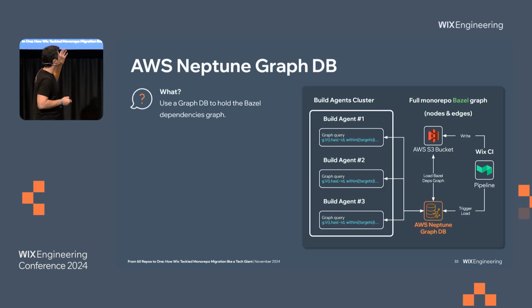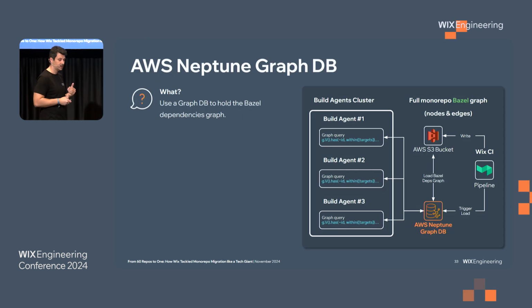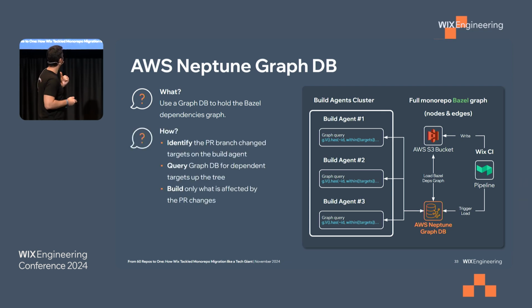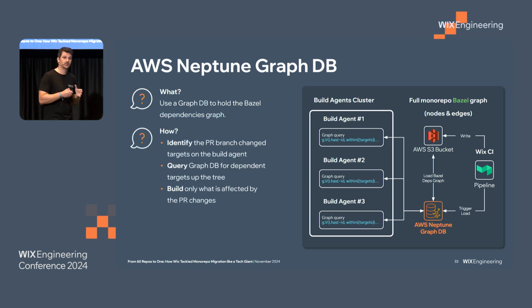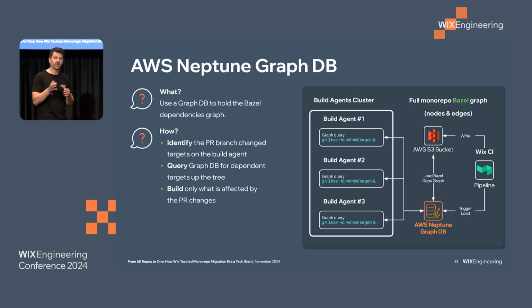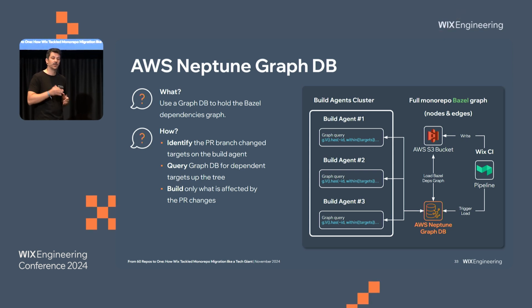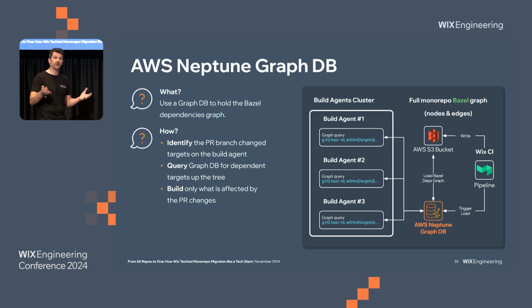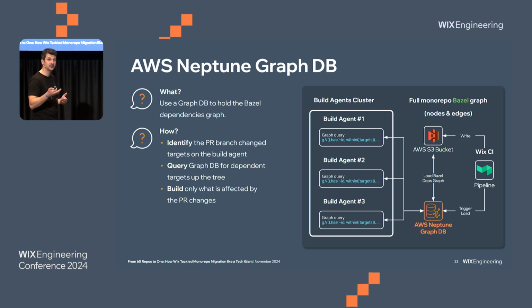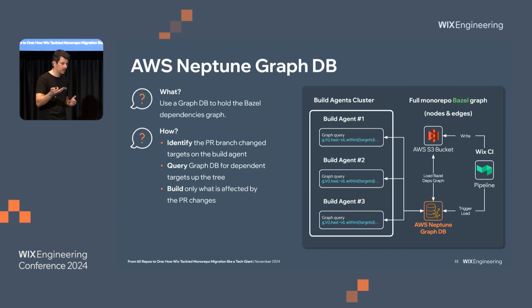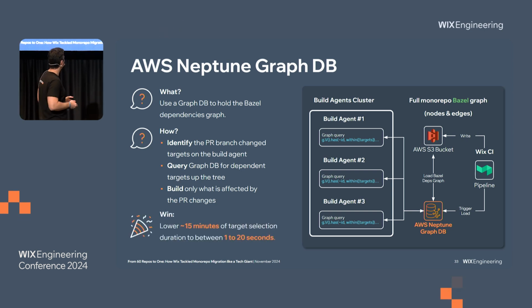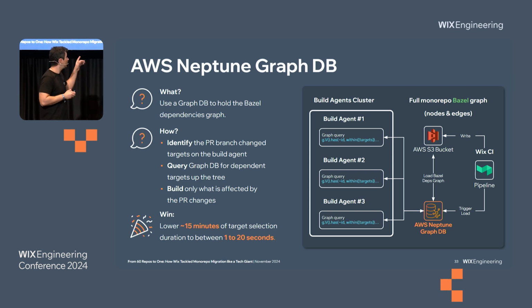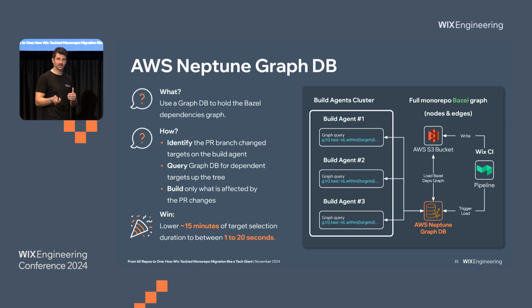We've selected AWS Neptune to be our graph database, and this is how the process went. Identify which sources were affected by the user on the build machine, then query the graph database for which targets were affected and which dependents and dependencies we need to build, and build partially instead of the entire thing. We are down from 15 minutes of target selection time to between 1 to 20 seconds, down from minutes to seconds. I think it worked.